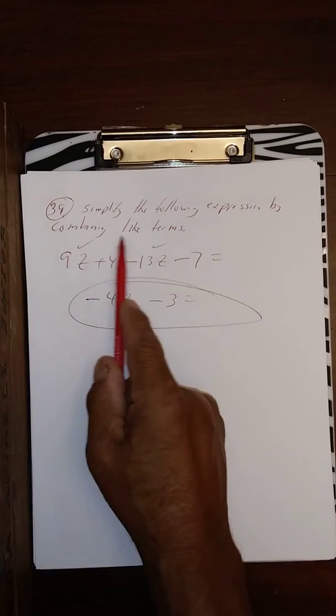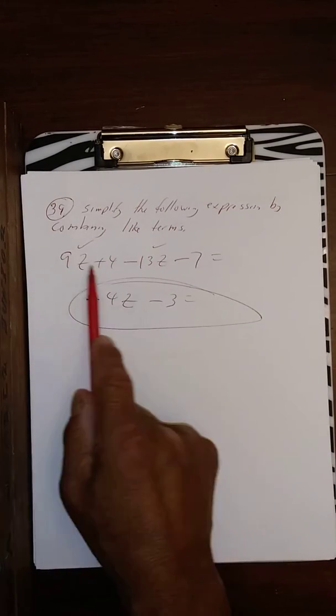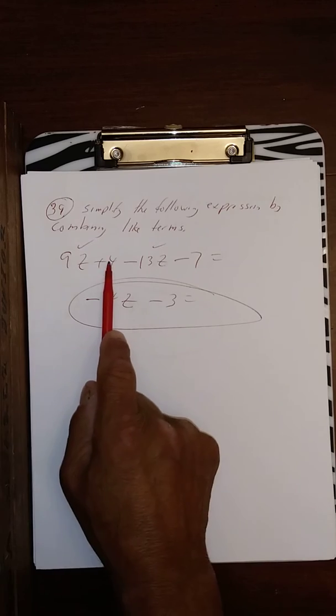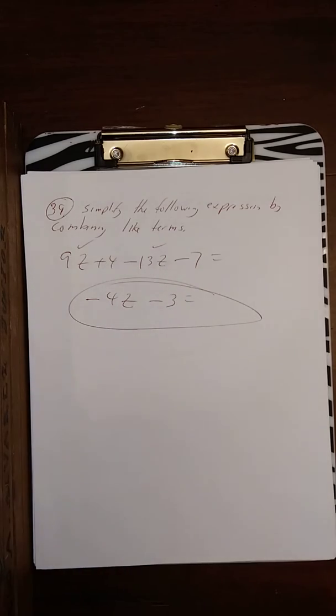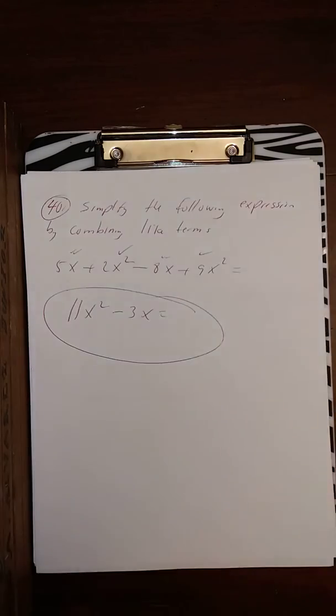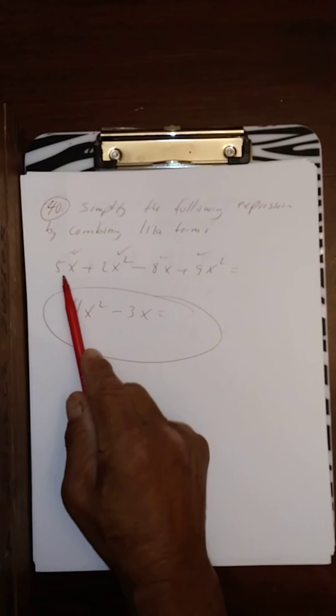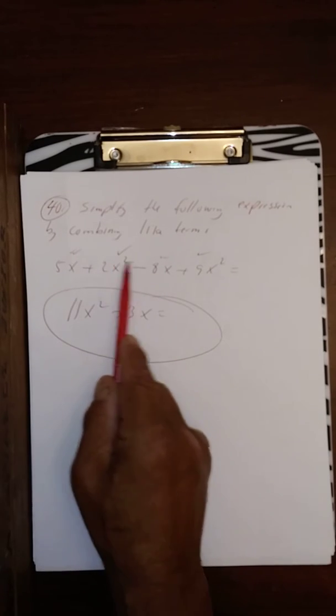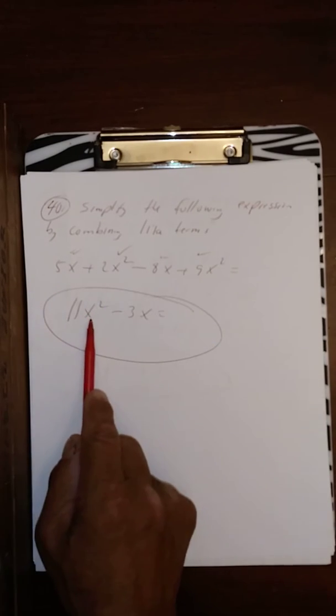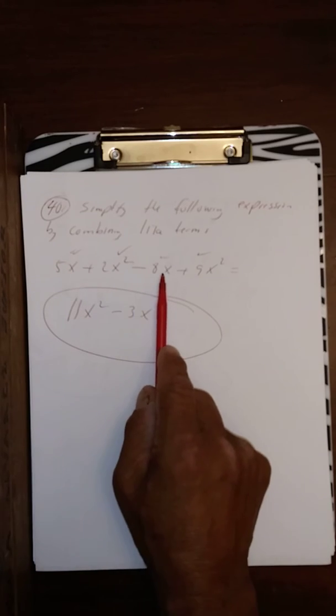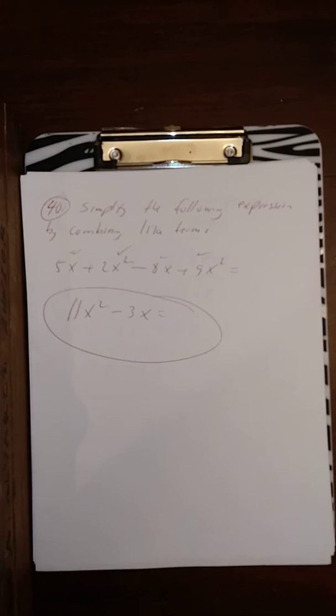Simplify the final expression by combining like terms. Let's see, we have z and z. So that one and that one is negative 4z, and then 4 and a minus 7 is negative 3. Simplify the following expression by combining like terms. Let's see, we have x squared and x squared. It's 11x squared. 5 minus 8 minus 3x.